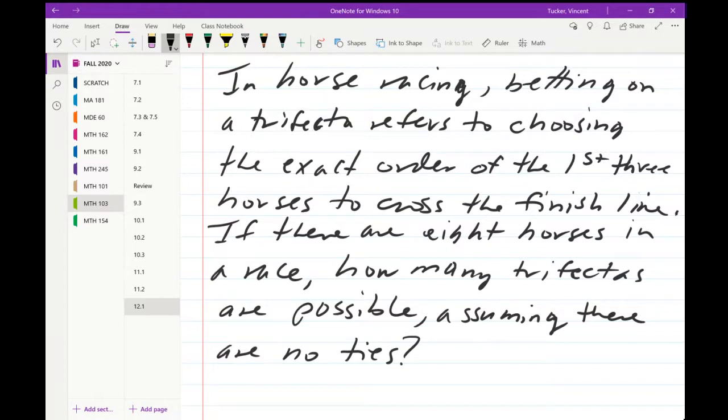All right, so in horse racing, betting on a trifecta refers to choosing the exact order of the first three horses to cross the finish line. If there are 8 horses in this, how many trifectas are possible, assuming there are no ties?